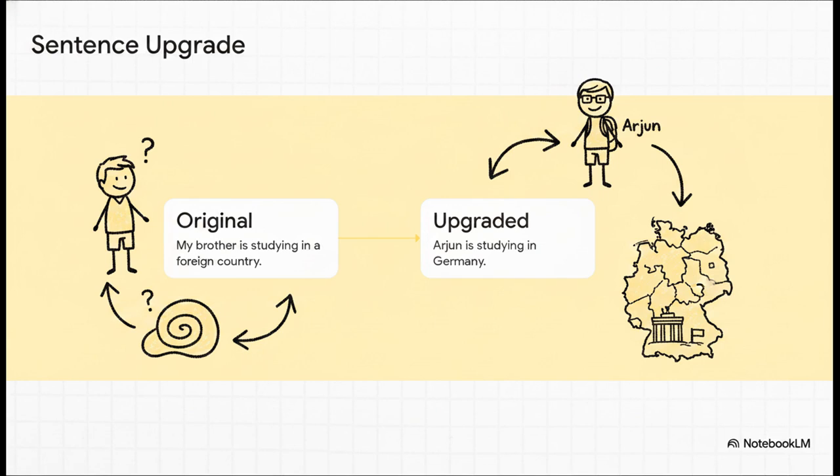Step 1 is the original sentence. My brother is studying in a foreign country. Now, it's grammatically correct, sure, but it's kind of vague, right? So in step 2, we swap out those common nouns for proper nouns. My brother becomes the specific Arjun, and foreign country becomes Germany. Suddenly, Arjun is studying in Germany is a vastly more informational sentence simply by upgrading to proper nouns. It's a real game changer.